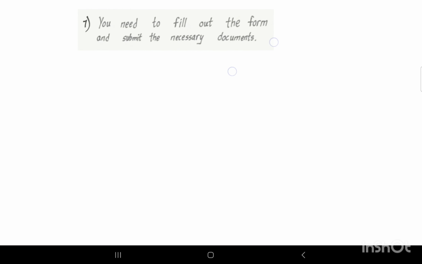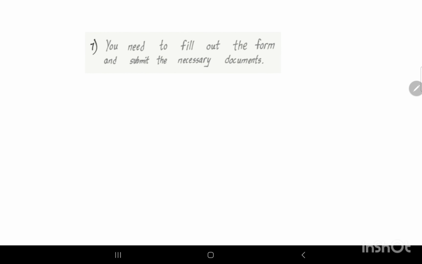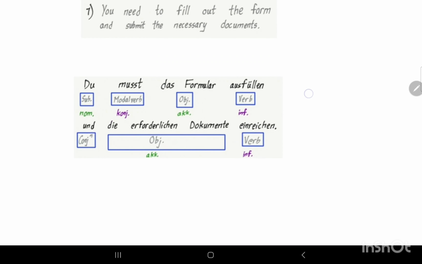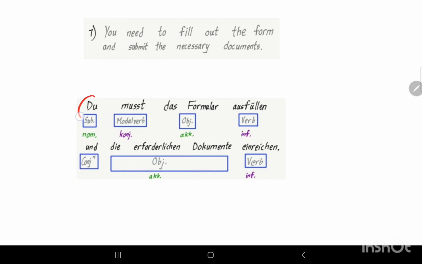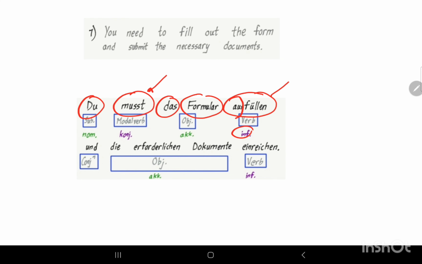Let's look at this example then: you need to fill out the form and submit the following document. So you'll be using und. There will be no change in the sentence structure. Let's see how you can say this. Du musst das Formular ausfüllen. Okay, musst is müssen conjugated for du, and ausfüllen is a trennbare verb, but it is in infinitive form, so you write them together, right?